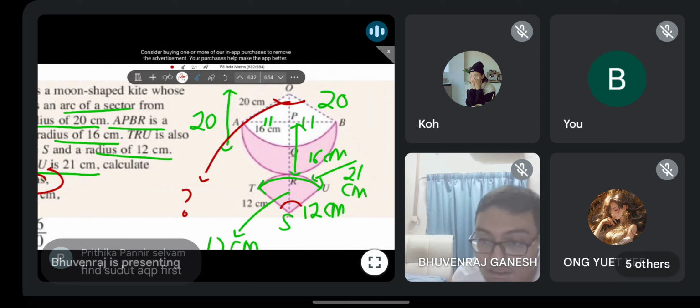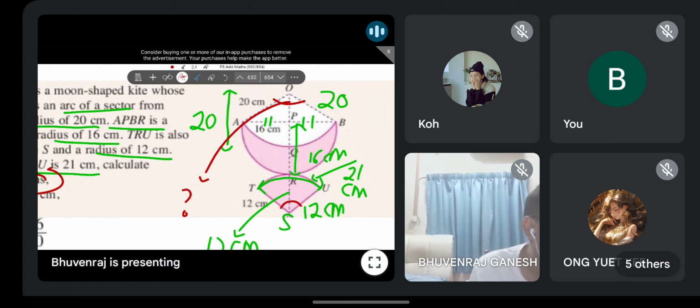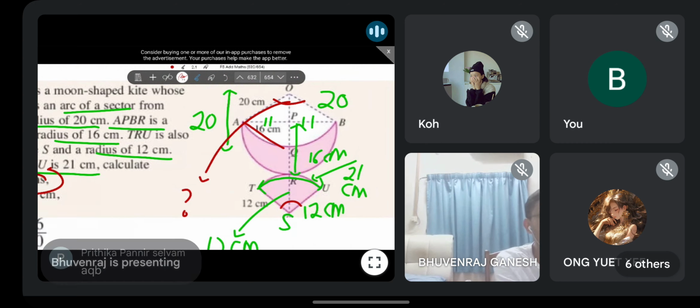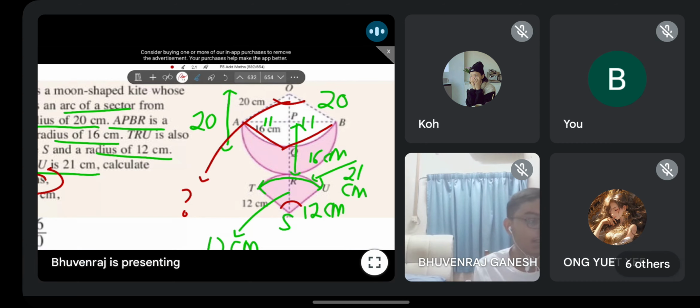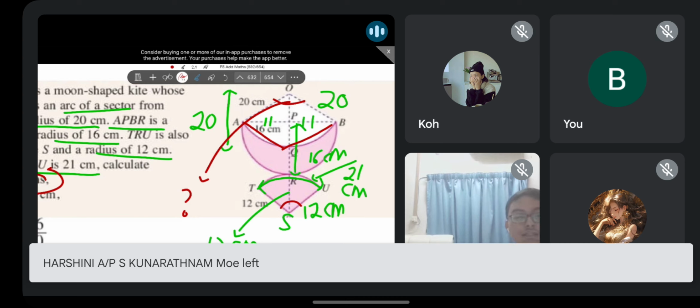Find angle AQP first. Let me see. AQP, right? Means that you have to draw another triangle here. Am I right? Kritika, you have to add a triangle there, then you find the AQP. I think that's what you're doing. Then you find the AQB. Okay, understand.